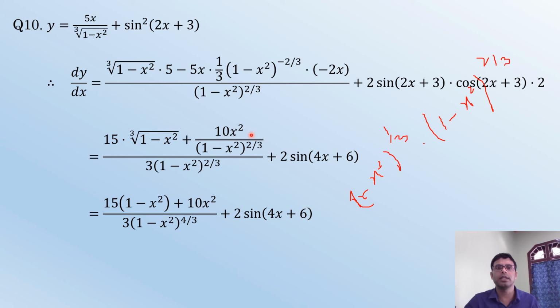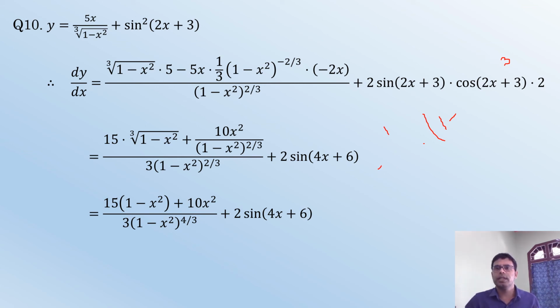Plus here, this is 10x square simple, 3 is this, and this term will come to the denominator. So the powers will add up, 2 by 3 plus 2 by 3 is equal to 4 by 3. Then this plus sine of (4x plus 6), and this completes the solution of the problem.